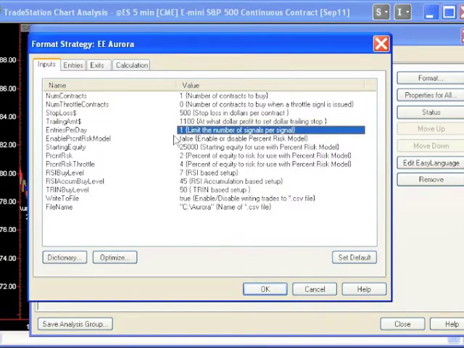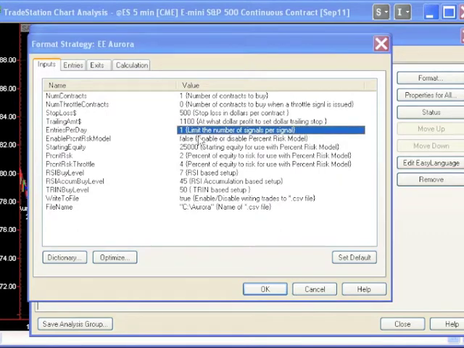Entries per day, we're going to limit that to 1. What this prevents the system from doing is re-entering the market if it gets stopped out, which can happen, but if we get stopped out, we want to consider that the market is continuing to move down and we're not going to attempt to re-enter. 1 trade per signal, so we're going to limit that to 1.